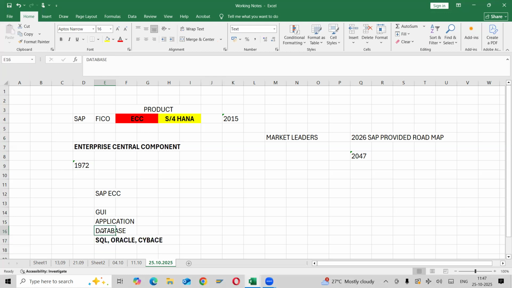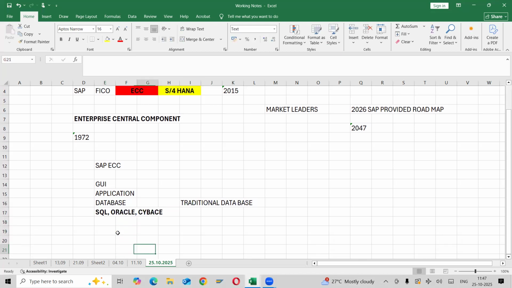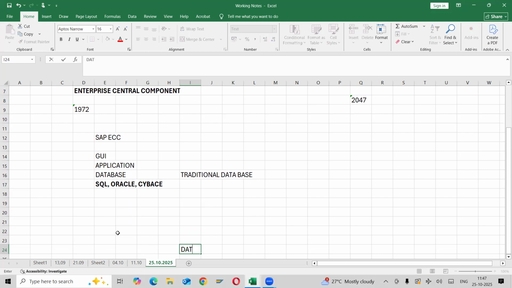And most clients came up with different issues, because what is the data security if they are using third-party databases? This database we call a traditional database. In a traditional database, three things will be there: the database layer, the application layer, and the presentation layer. So three layers will be there.